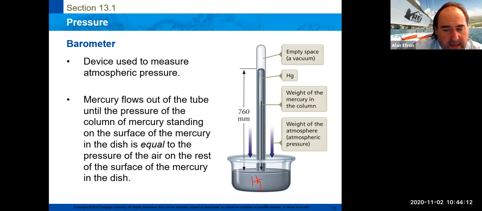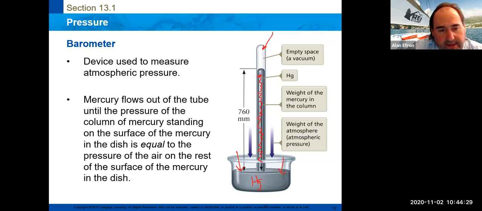But the basic barometer setup is a pool of mercury and a glass column that's open at one end and closed at the other end. As the atmospheric pressure exerts force on the mercury, the mercury will rise or go lower in the tube.